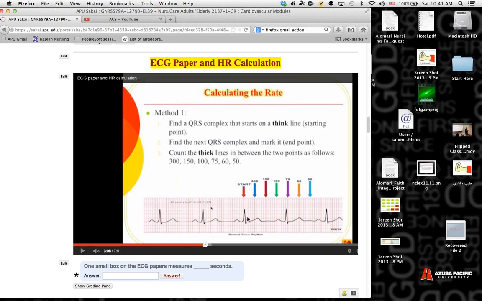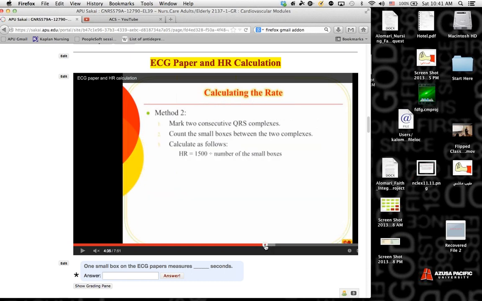Okay, here's the heart rate. I talked about these methods where you find a QRS that's exactly on a thick line, and then you need to memorize all these numbers. That's why I don't like this one. The other method is to find two regular R's and count the small boxes in between and divide into 1500, or count the big boxes and divide into 300.